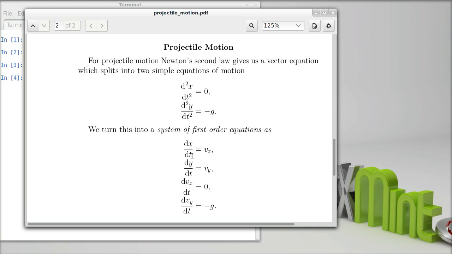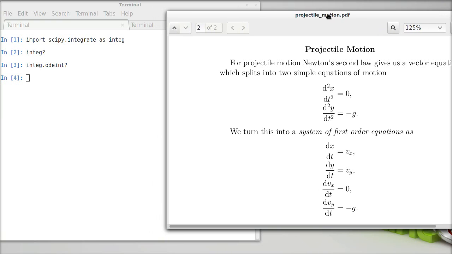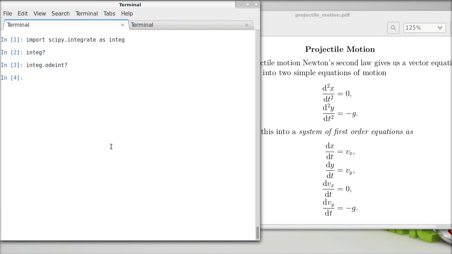So again, dx/dt is a velocity, so let's call that vx. dy/dt is a velocity, let's call that vy. Those are first order equations. dvx/dt is the same as the second derivative of x with respect to time, so that's just 0. That's the acceleration. And dvy/dt is also the acceleration in the y direction, so that's just minus g. So we have the system of four first order differential equations that we now need to solve. And so we want to write these in a format that we can use to feed into ODE-int. So let's do that.